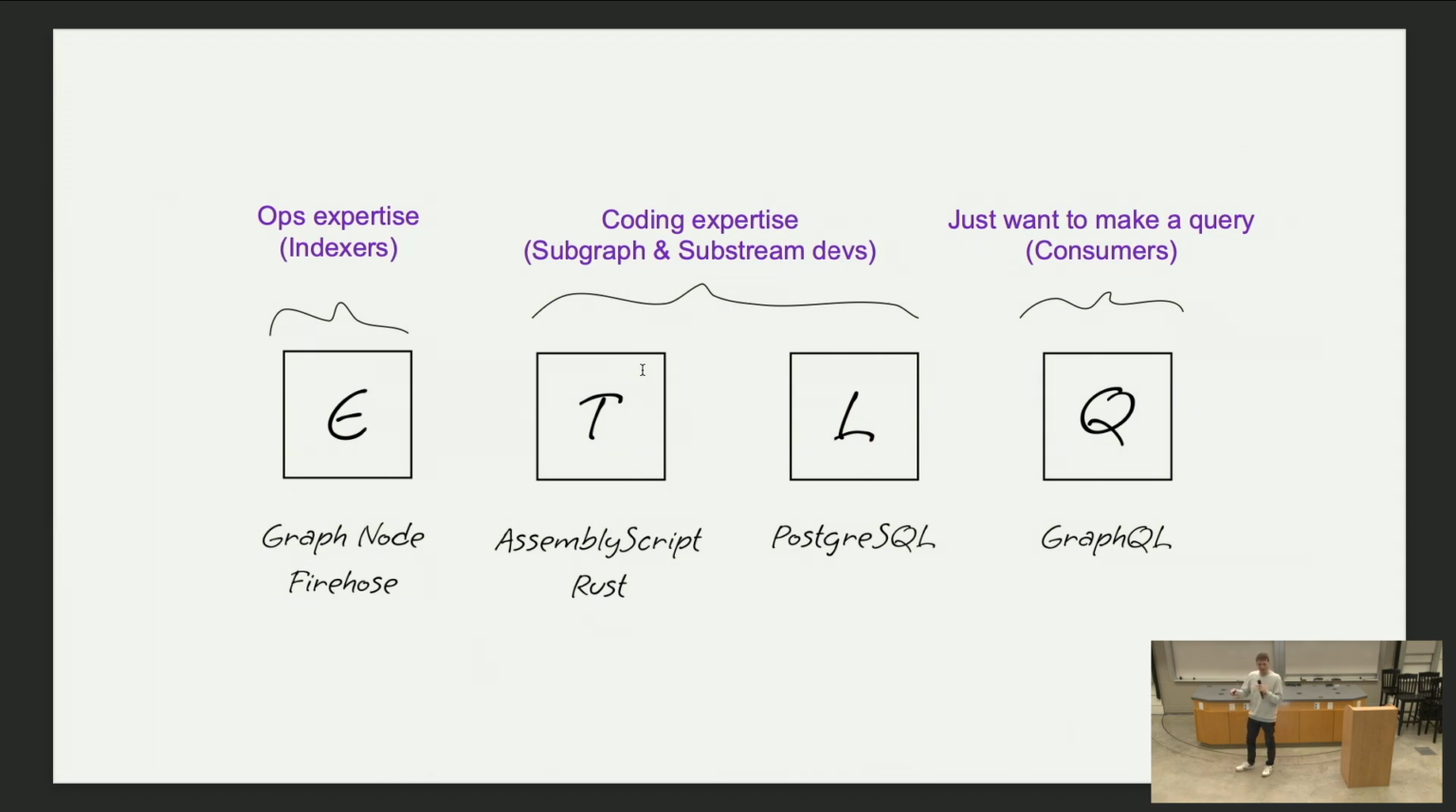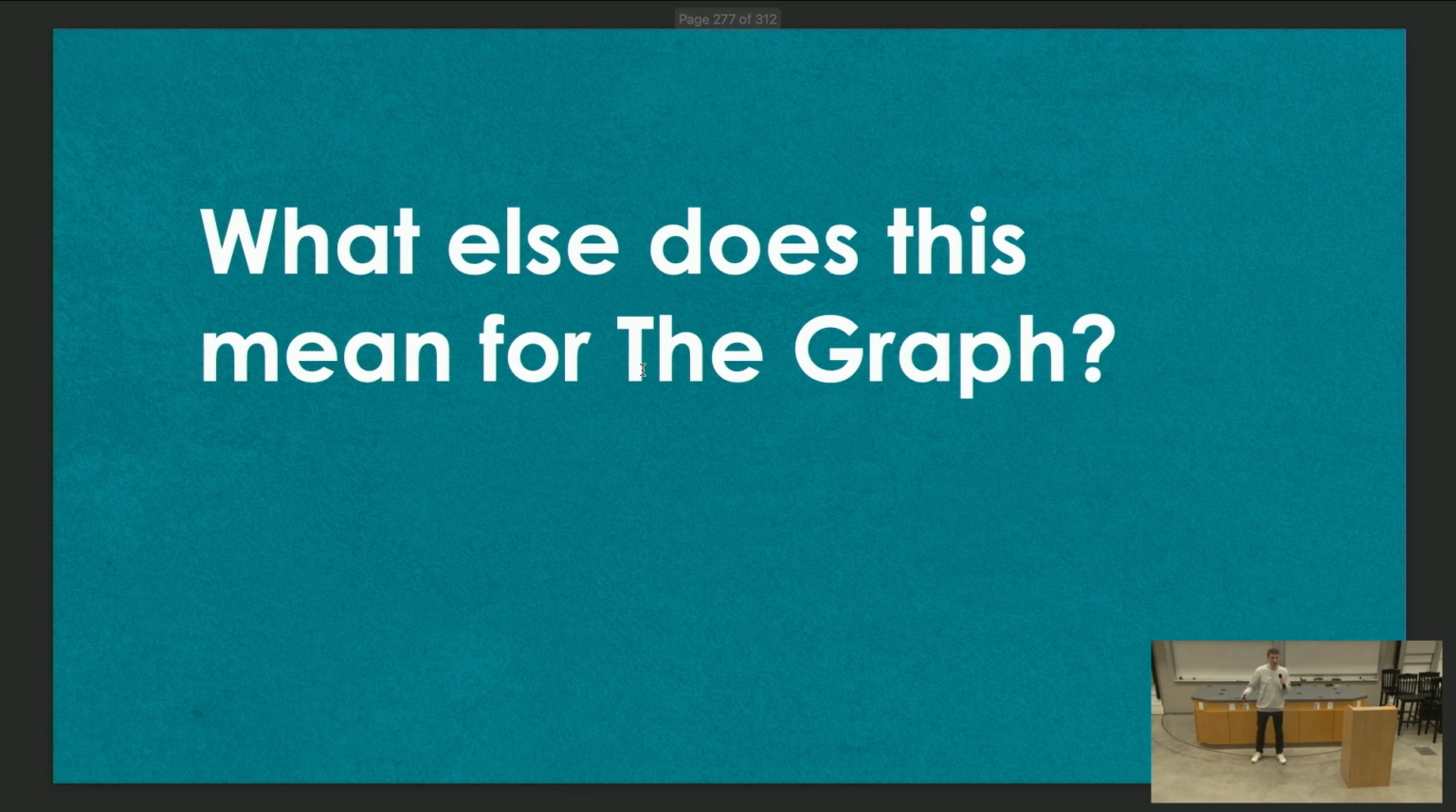And then finally, you have the query layer, and that's what most consumers are going to be using. They're just going to want the extracted data for their application. And today, in the graph, we support GraphQL as the only query type. But that's going to change. So what does this new technology stack mean for the graph?